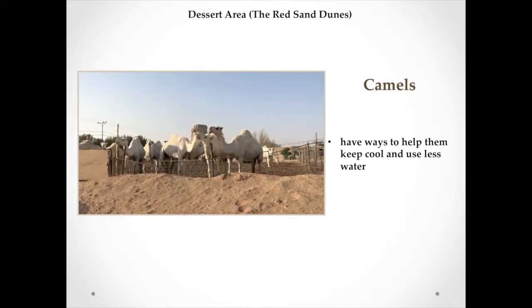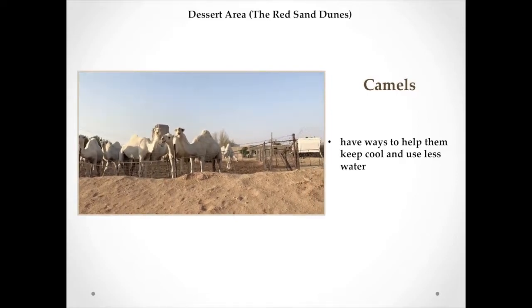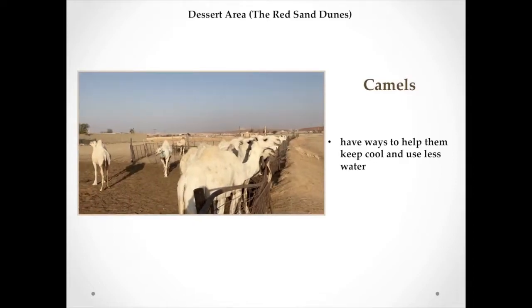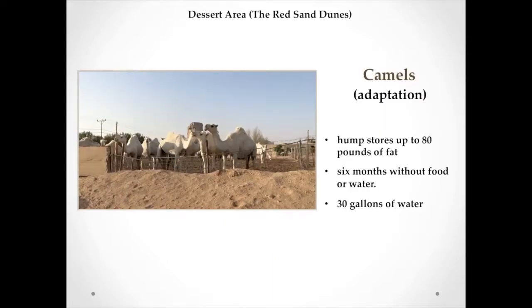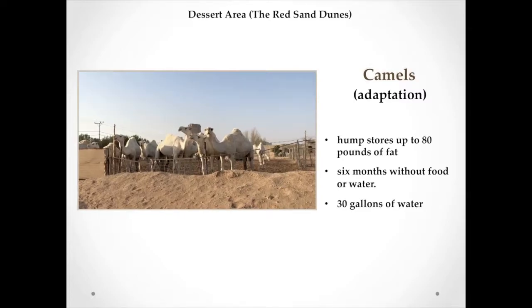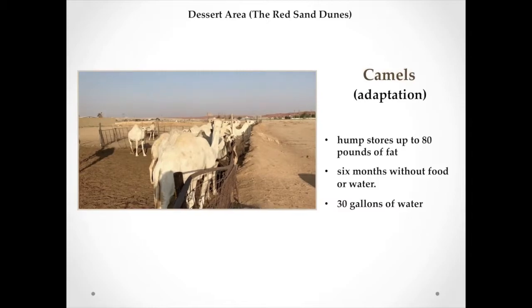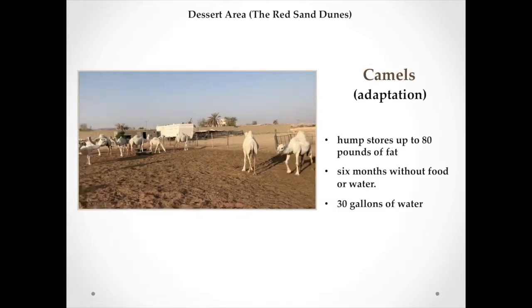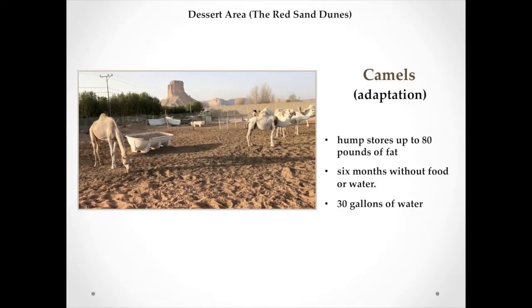Desert animals have ways to help them keep cool and use less water. When we think of a desert animal, the first thing that comes to our mind is the camel. Camels are born after a gestation period of 13 to 15 months. Camel's hump stores up to 80 pounds of fat, which they can break down into water and energy when supply is not available. Camels surprisingly can survive up to 6 months without food or water. Anyhow, a very thirsty camel can drink 30 gallons of water in a few minutes.